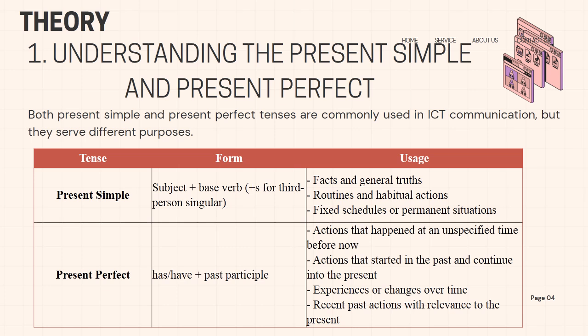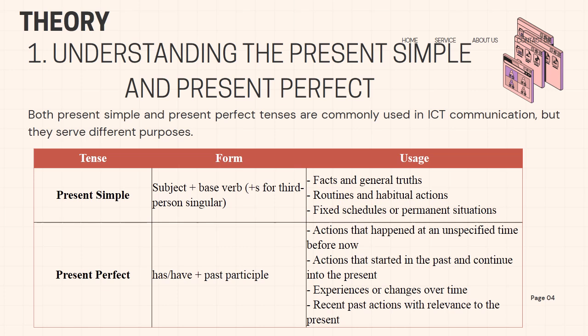And last, it's used for describing fixed schedules or permanent situations. Here we are talking about actions which are constantly repeated. Let's see the form. How is the present simple formulated? As you know, it is very simple. We use the subject, the base verb, and we add an s for the third person singular, that is to say he, she, or it.